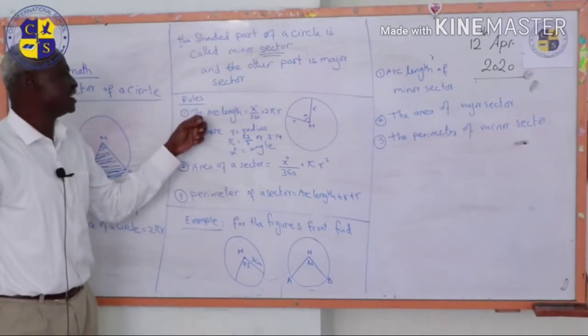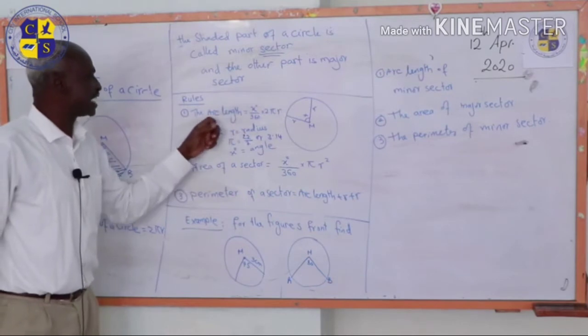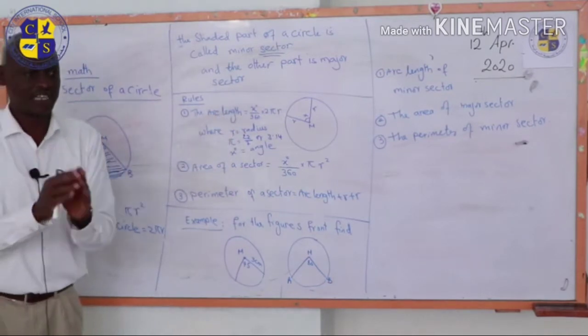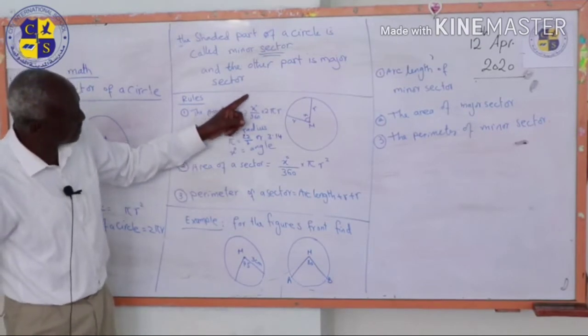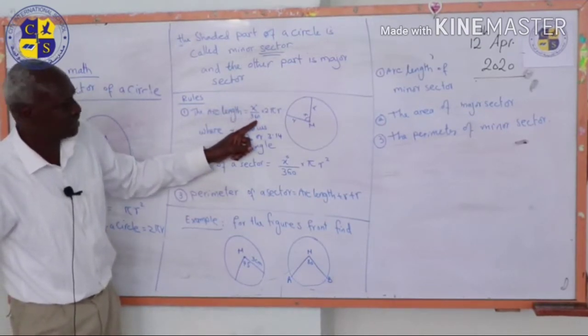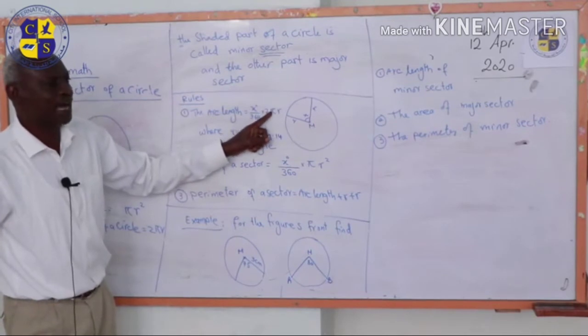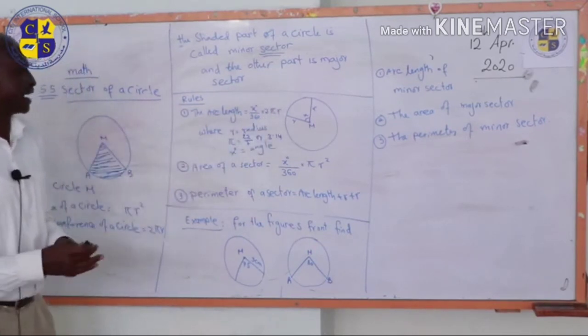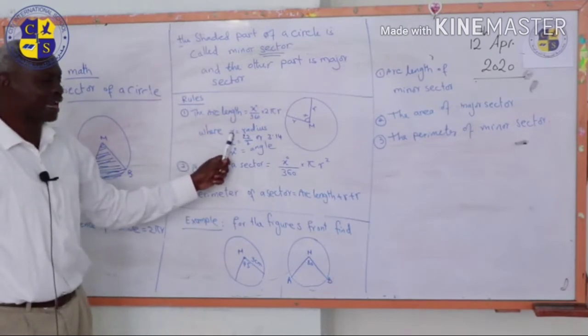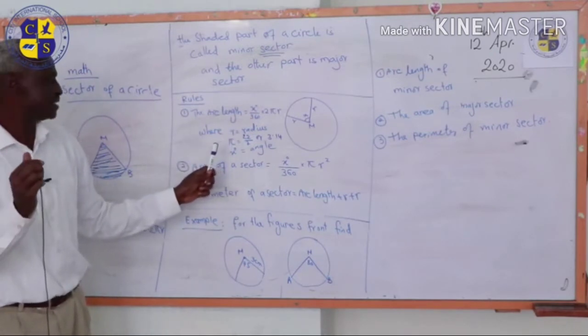The first one is the arc length of the sector, whether it is the big one or the small one. The rule is what? X divided by 360 multiplied by 2 pi r, that is, 2 multiplied by pi multiplied by r, where r represents the radius.